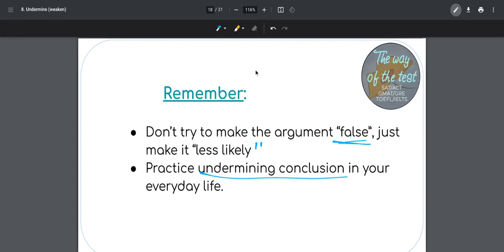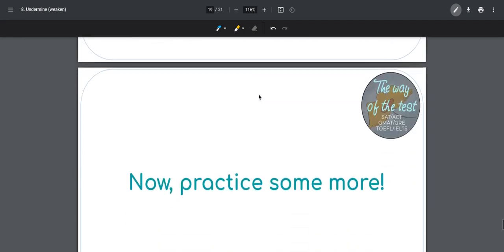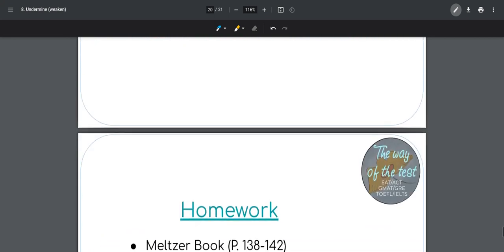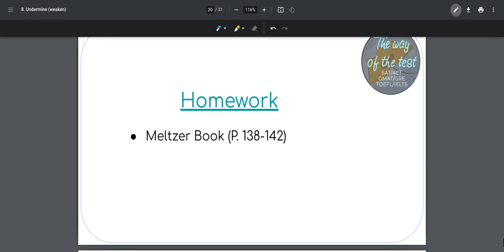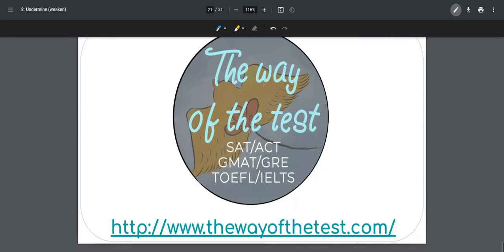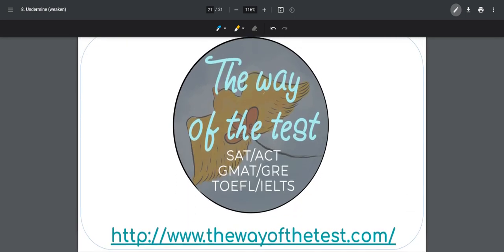Copy this. Again, if you want to practice exercises, you can do these pages from the Erica Meltzer book. And we're going to continue on the next question, which is the graph questions.